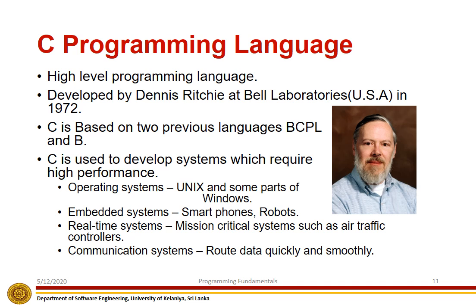C is very flexible and versatile, which allows maximum control with minimal commands. So C is used to develop systems which require high performance. For example, operating systems like Unix and some parts of Windows, embedded systems like smartphones and robots, real-time systems like traffic controllers and communication systems. Those are the basic things and the history of the C language. We will discuss C programming further later in this course.